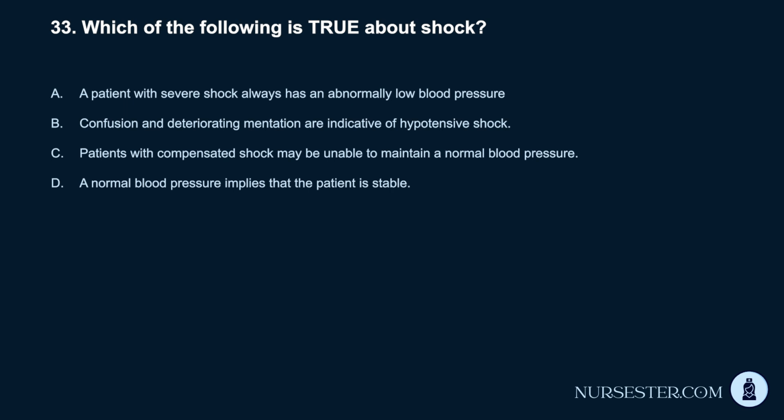33. Which of the following is true about shock? A. A patient with severe shock always has an abnormally low blood pressure. B. Confusion and deteriorating mentation are indicative of hypotensive shock. C. Patients with compensated shock may be unable to maintain a normal blood pressure. D. A normal blood pressure implies that the patient is stable. Correct answer, B. Confusion and deteriorating mentation are indicative of hypotensive shock.